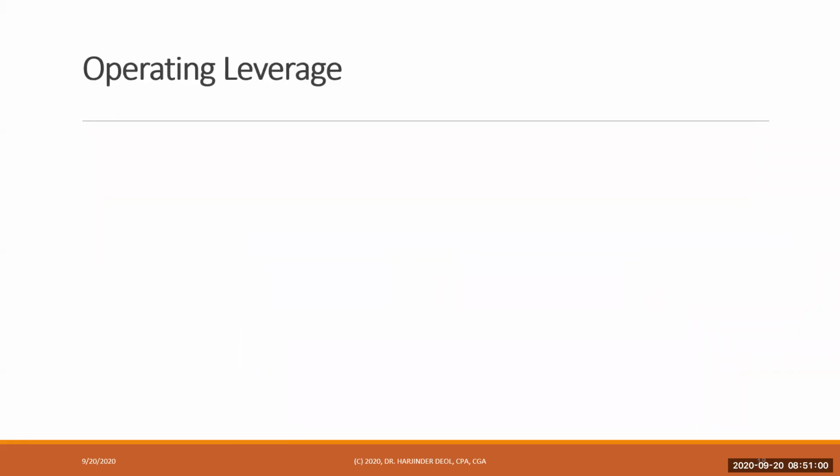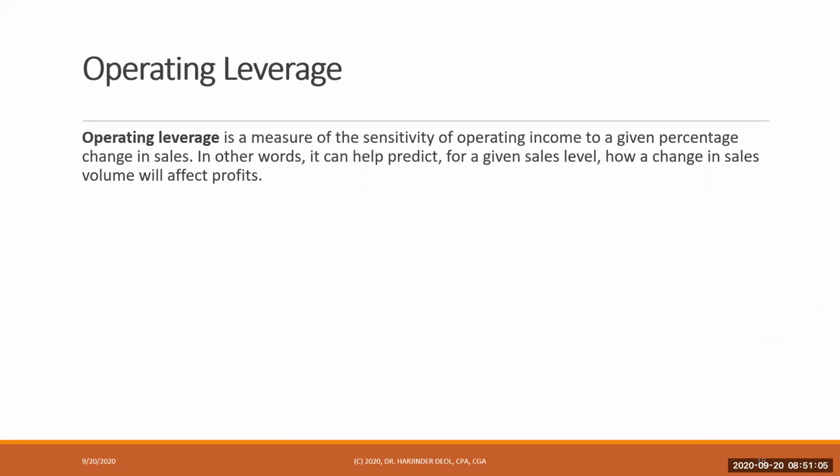The next topic is operating leverage. Operating leverage is a measure of the sensitivity of operating income to a given percentage change in sales. So what it does is it can help us predict how a change in sales volume will impact profits for a given sales level. So operating leverage changes as sales levels change. So it is a calculation at a point in time.